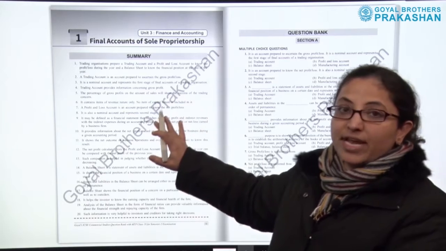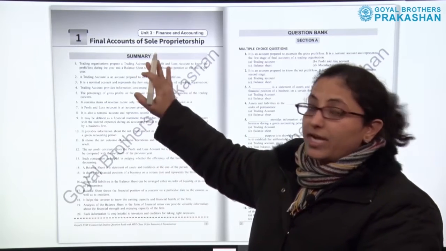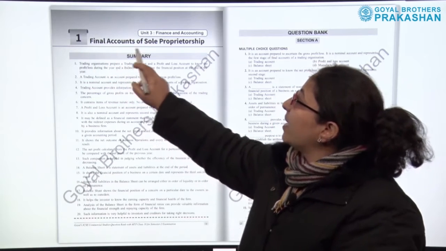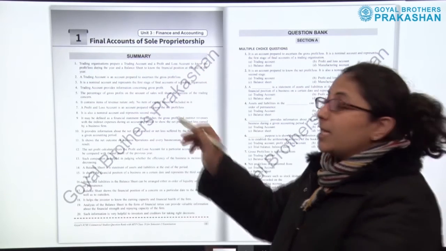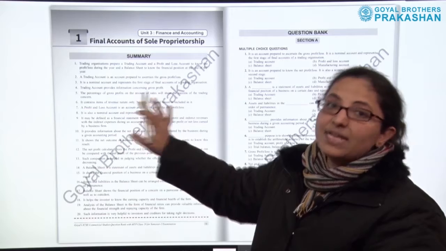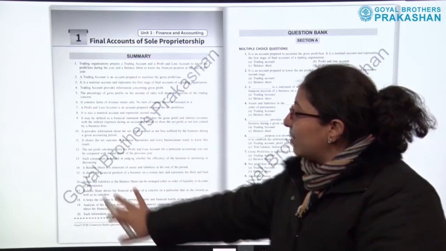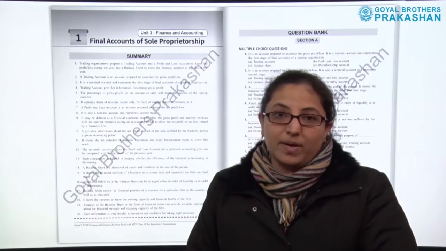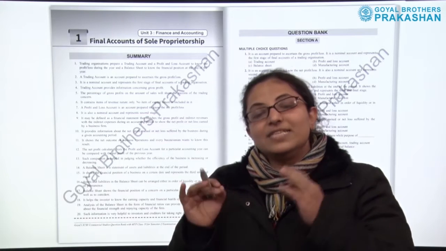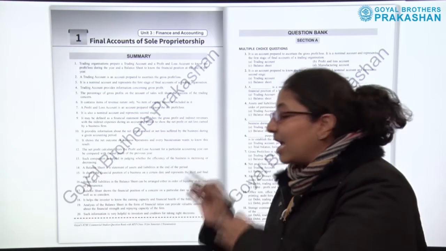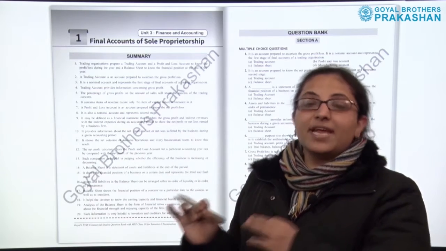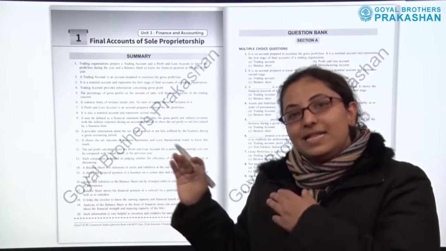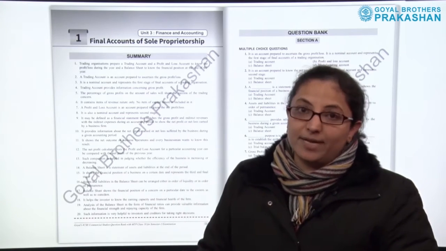Now, this is section A, the unit. Unit number 3, Finance and Accounting. The first chapter is Final Accounts of Sole Proprietorship. Now, if you can see, the summary is given at the start. All the summary is given in 20 points, all the points given point-wise. Do you know why? For the simple reason that the child can recapitulate the whole chapter in a very short while. That is why the complete summary is given at the start of every unit.